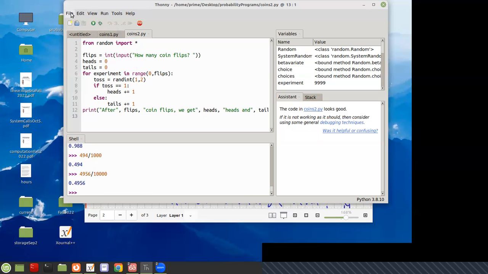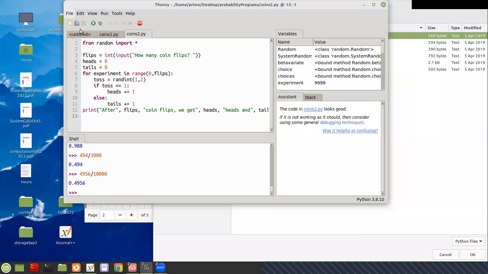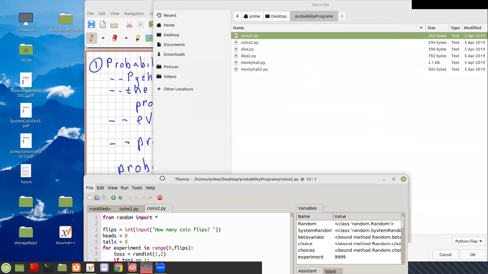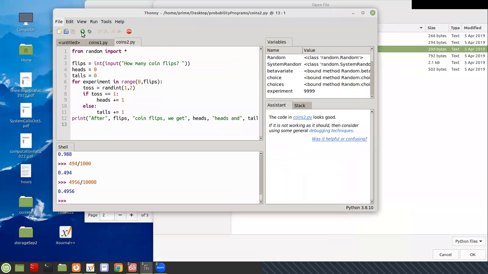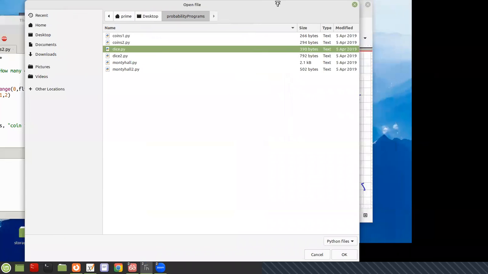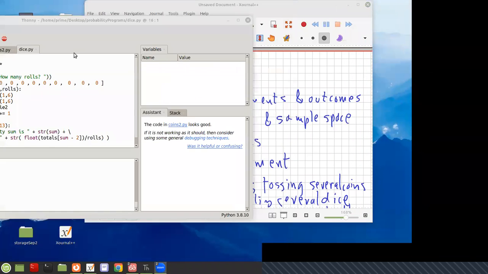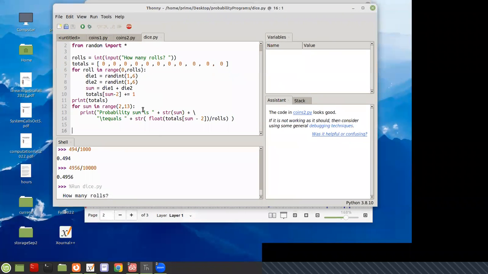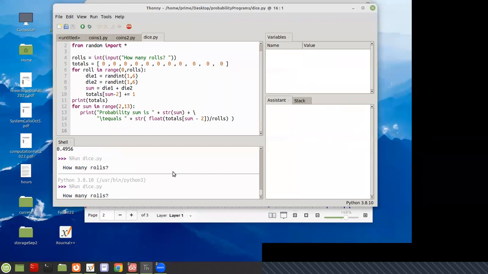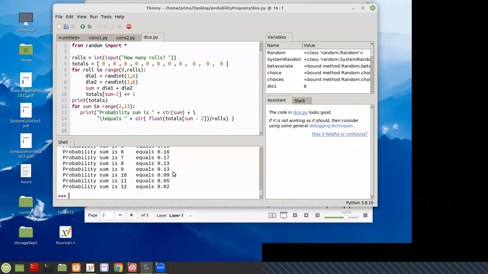Let's look at then the next one, which is the dice one. Oh, forgot to open it. Let's get that open. Okay. So now we have a dice one, and this does the same thing with dice. Let's say we have 100 rolls of the dice.